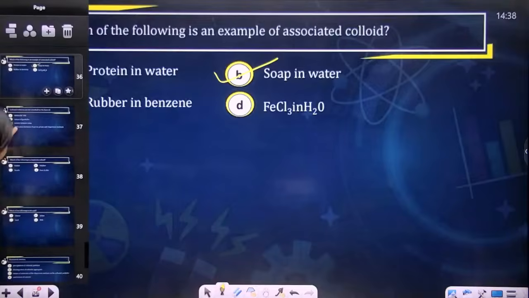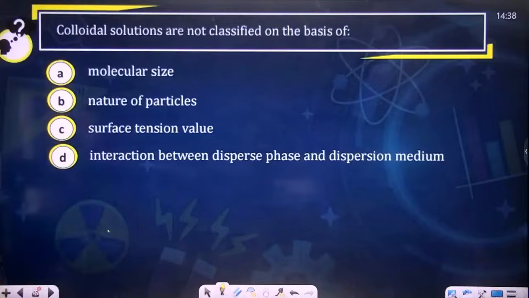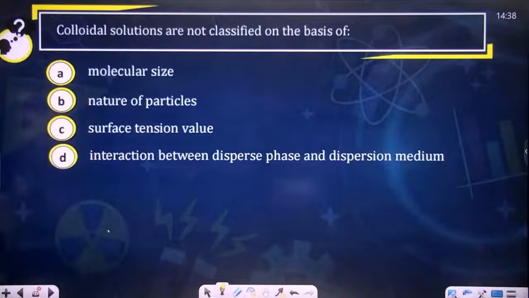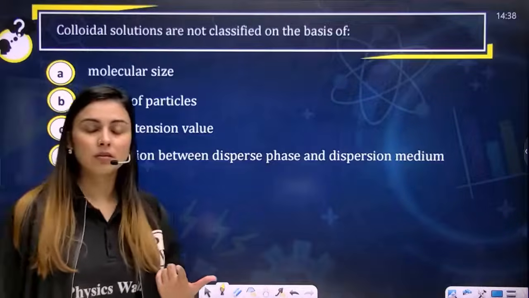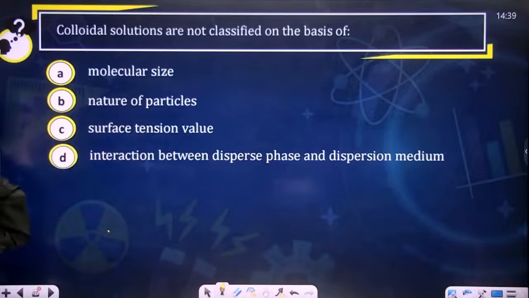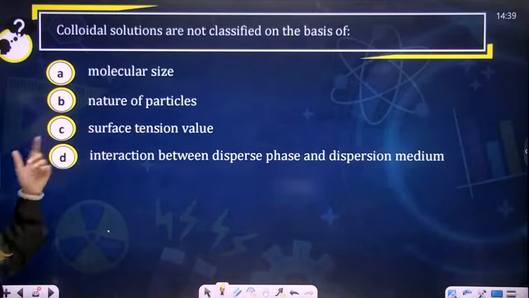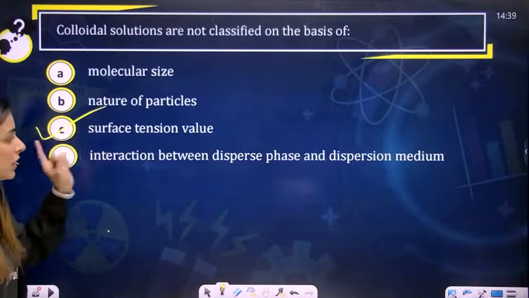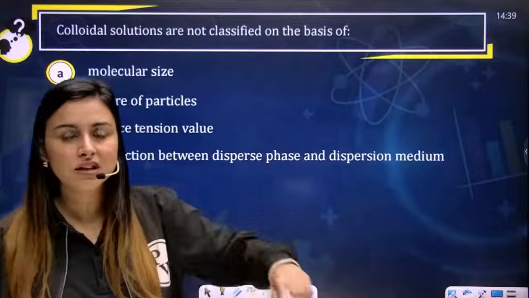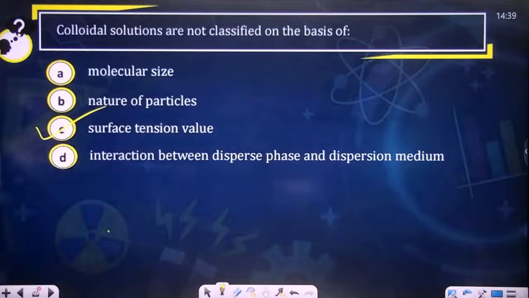Let's talk about another question. Colloidal solutions are not classified on the basis of, let's see, molecular size. Yes, they are based on molecular size. We just discussed nature of particles. We did discuss this also. Surface tension value we haven't discussed, so this is your correct option. Interaction between dispersed phase and dispersion medium, lyophobic, lyophilic, we have discussed, so only option C is your correct answer.